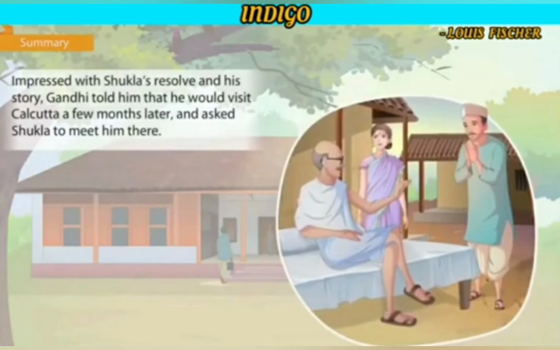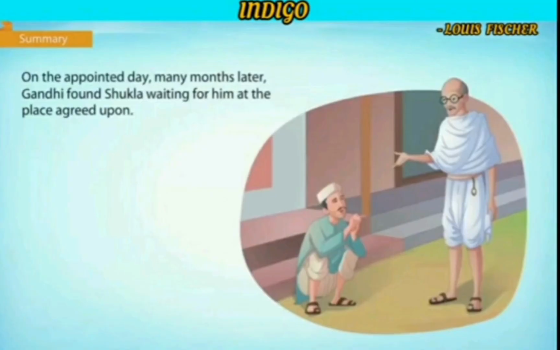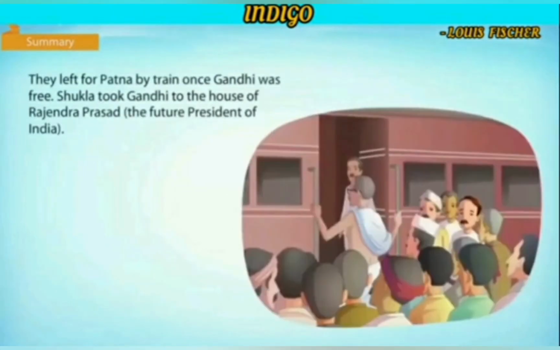Impressed with Shukla's resolve and his story, Gandhi told him that he would visit Calcutta a few months later and asked Shukla to meet him there. On the appointed day, many months later, Gandhi found Shukla waiting for him at the place agreed upon. They left for Patna by train. Once Gandhi was free, Shukla took Gandhi to the house of Rajendra Prasad, the future president of India.